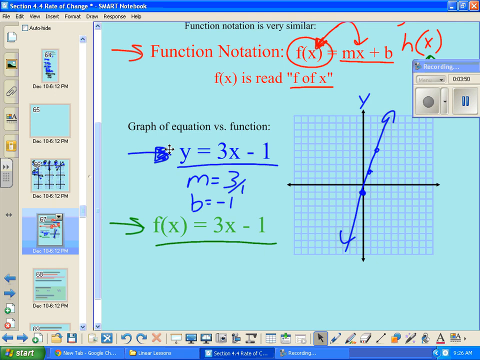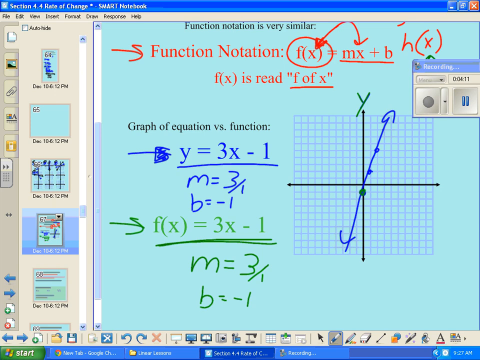So what's the difference between that and function notation, or this function here? How would I graph this? Well, as I'm trying to point out to you, it's really the same exact thing. The slope is 3. The y-intercept would be negative 1. Again, I can think of the slope as 3 over 1. Along my y-axis, I'm going to go down 1 for the y-intercept.